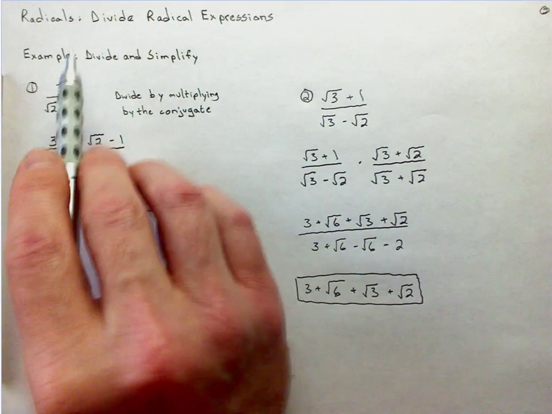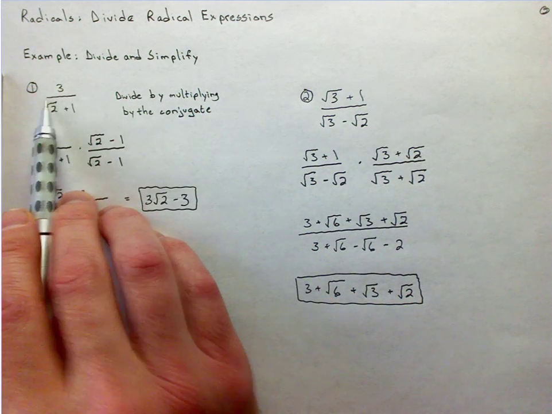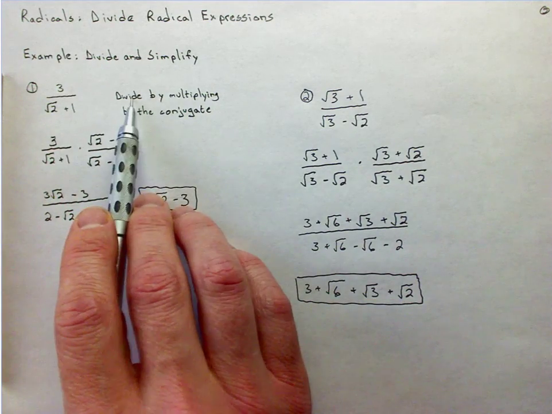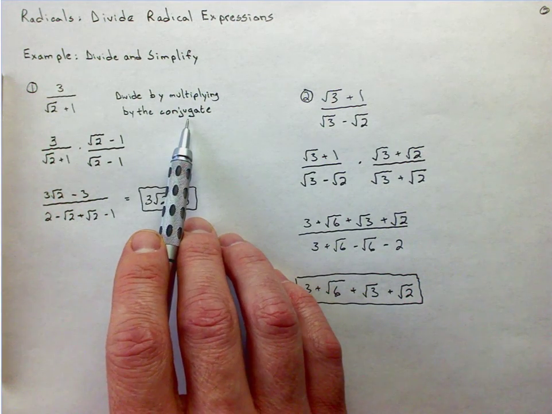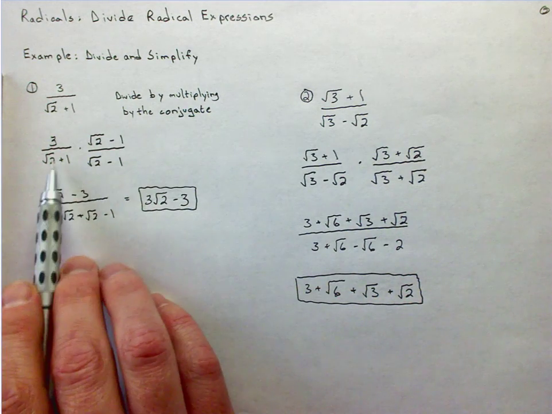So here we have an example. Divide and simplify. So this is my problem. 3 over the square root of 2 plus 1. And how we divide is by multiplying by the conjugate. We're going to multiply by this conjugate, and that will remove the radical symbols from that denominator.